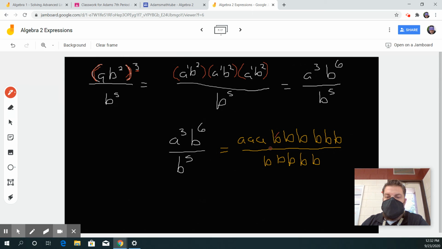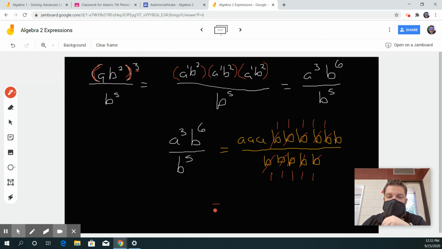B divided by b is just 1, or 1 over 1. And again, b divided by b is just 1 over 1, for each pair. So I've got 1, 2, 3, 4, 5 b's on top and 5 b's on the bottom that cancel out.